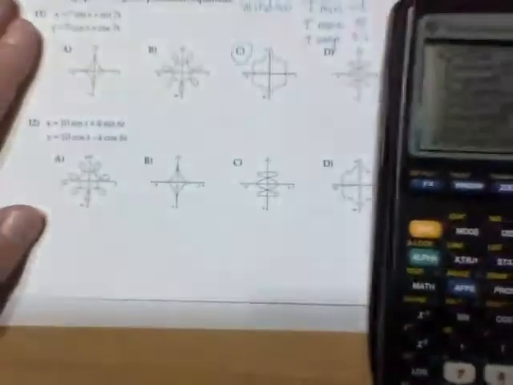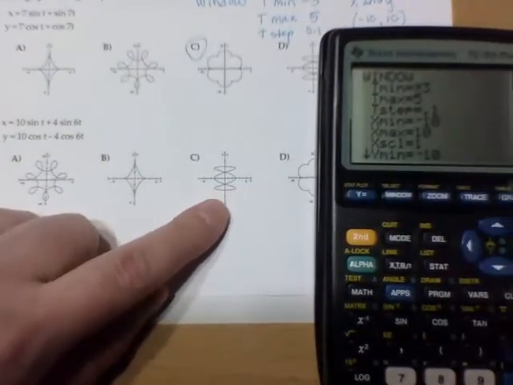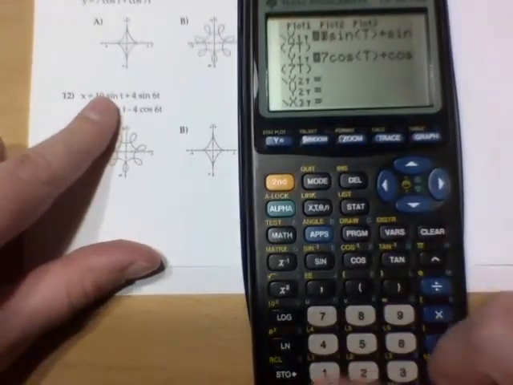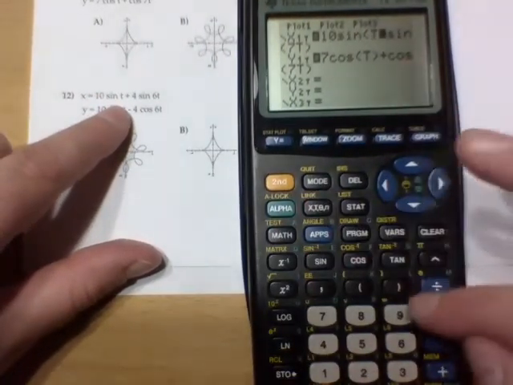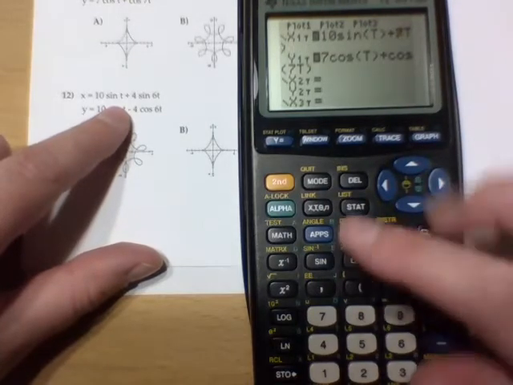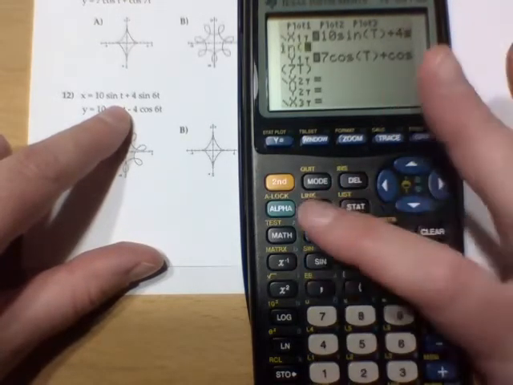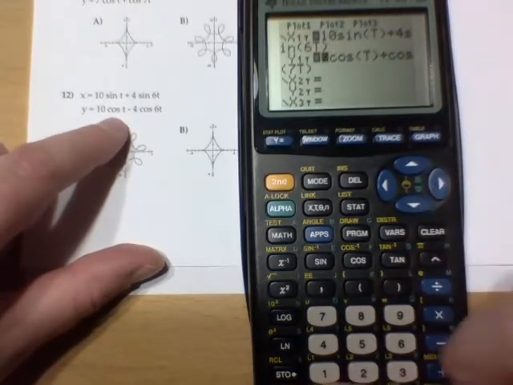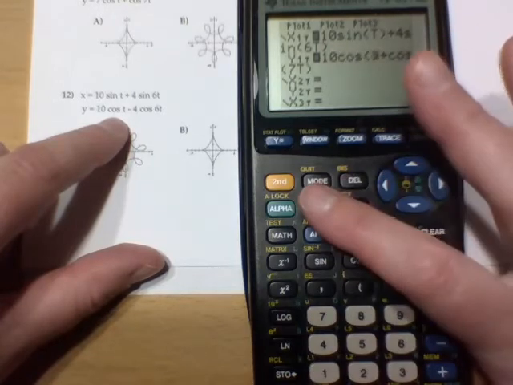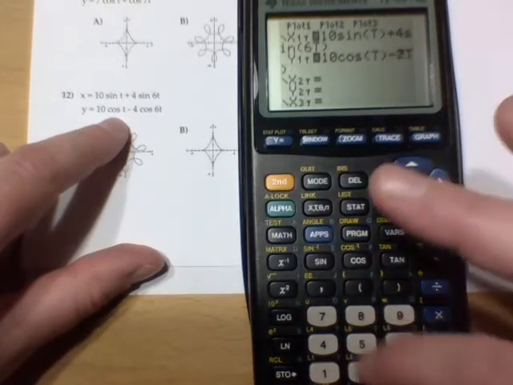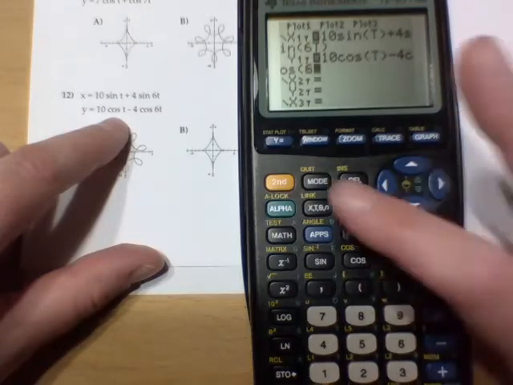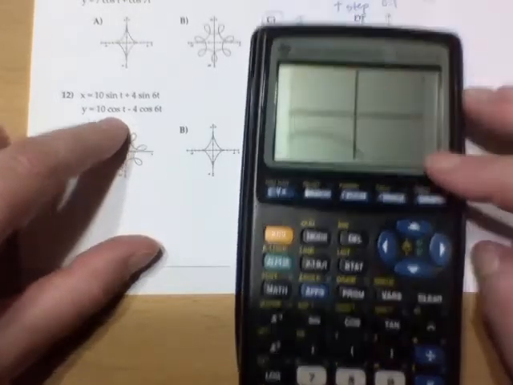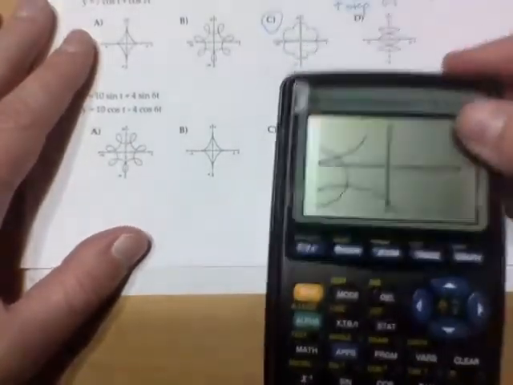Then we're going to graph number 12. I hope it's this one, because that one's funky. So our next equations are going to be 10 sine of t plus 4 sine of 6t, and then 10 cosine of t minus 4 cosine of 6t. All right, it's a lot of typing. We can use the same window as we had last time because it's probably going to reference that.